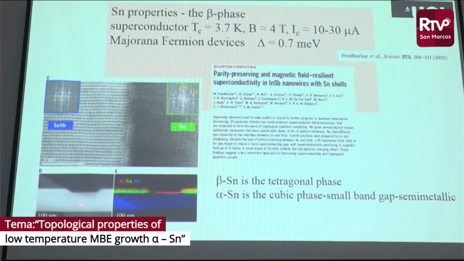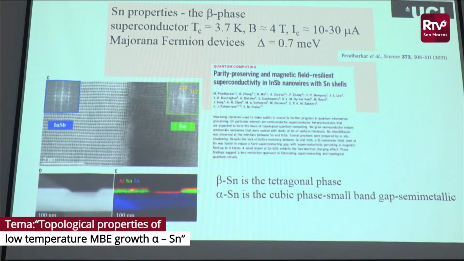These are 100 nanometers. So these are possibly SEM images of what the structures look like. So this is an indium antimonide substrate. This is aluminium in this case. We've got tin contact here. I think the aluminium is a gate structure. So they're nice, well-defined structures. This is, as I say, the beta phase. It's an allotrope of tin. It's a tetragonal phase. The phase that we're interested in studying is the cubic phase. In the cubic phase, it's semi-metallic. So that's a little bit of background from our collaborators.